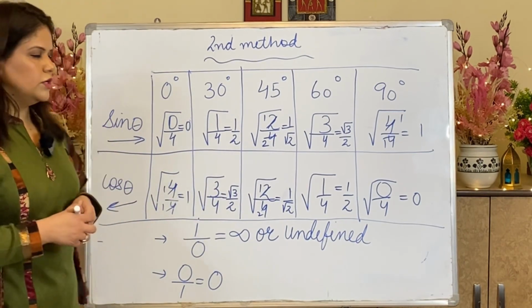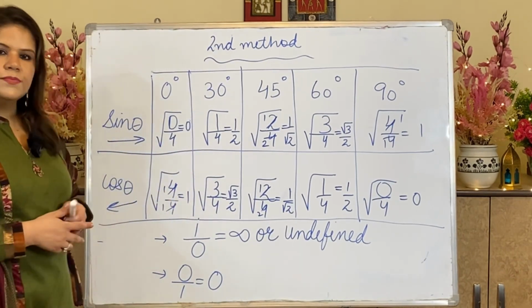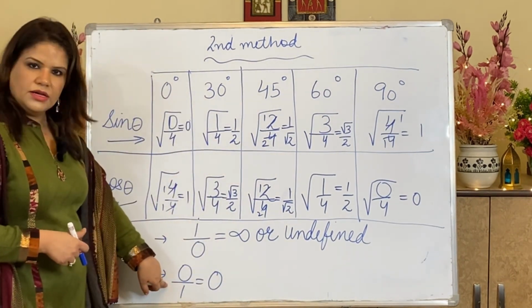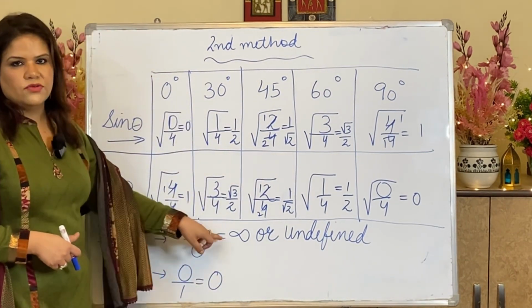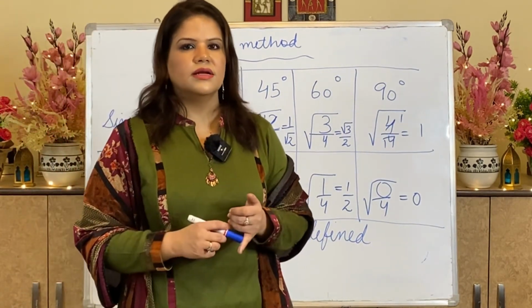And for tan, what will you do? You will keep this value in the numerator, you will keep this value in the denominator, and you will get the value of tan. Using this, 0 by 1 is 0 and 1 upon 0 is infinity. You can write the values for tan theta, cosecant theta, secant theta and cot theta.